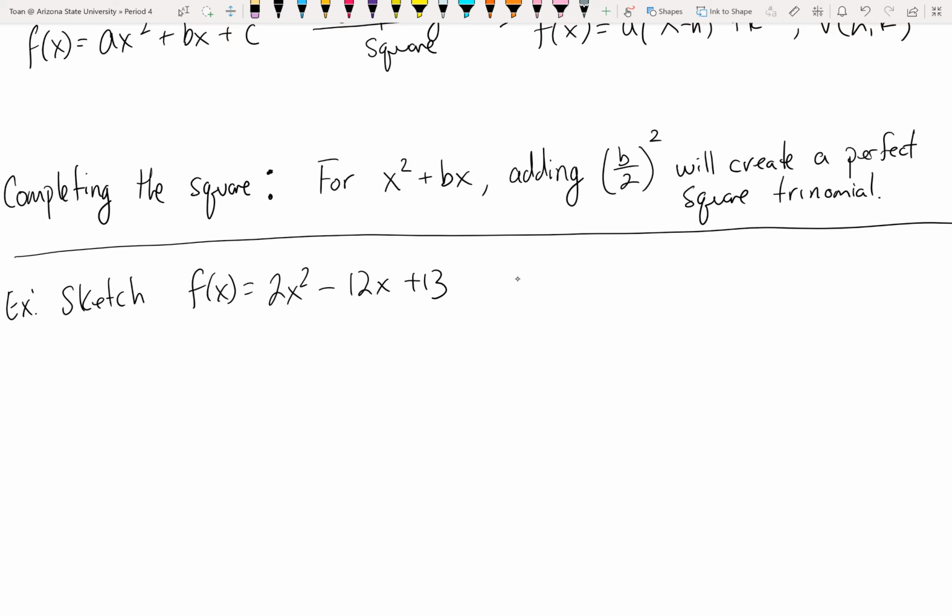I was just too lazy to write it. Now, to do that, I need to complete the square, but notice the setup. I can only do completing the square for an x squared plus bx. It doesn't say 2x squared, 5x squared, 1/2 x squared. It only works for a single x squared. In our problem here, we have a 2. So I need to get rid of it.